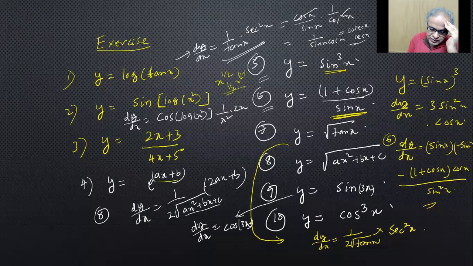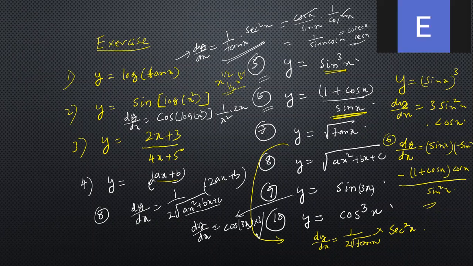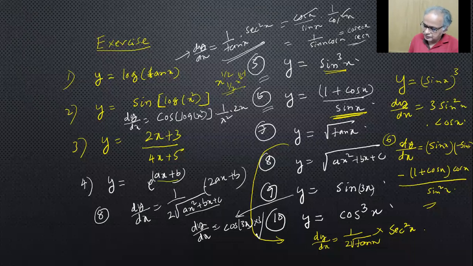Into 3x derivative, which is 3. So 3 cos 3x. Is it okay, children? Yes, sir.